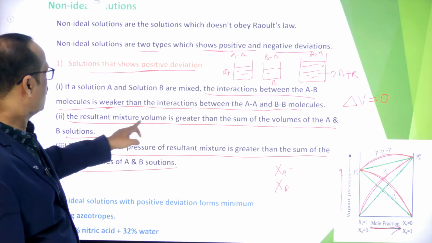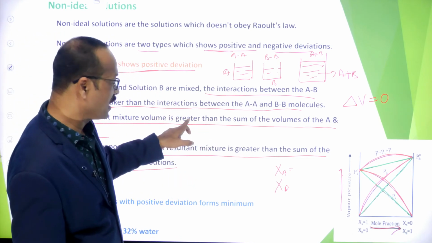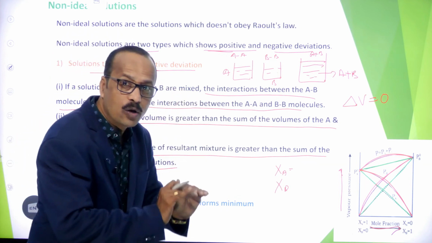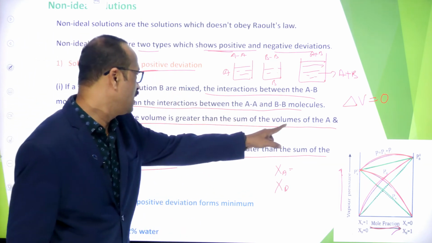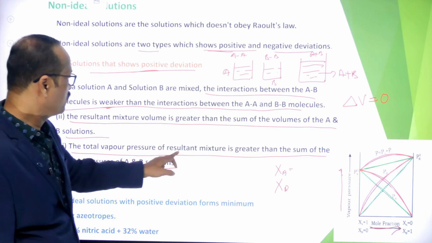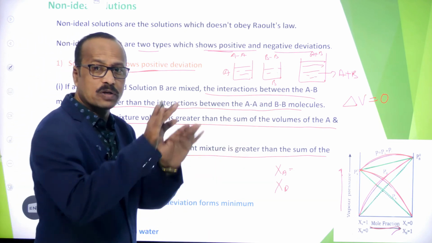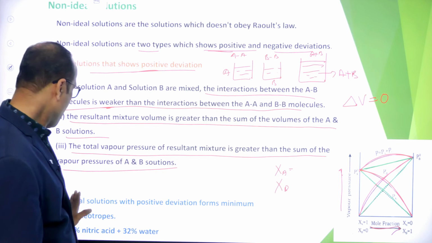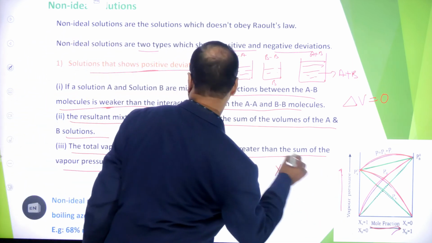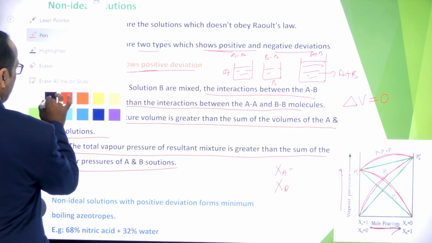And here, where the resultant mixture volume was greater, what do you write? Lower, so less than the volume of this one. Where the vapor pressure of the resultant mixture was greater, what do you write? Less than. And the graph, what will it look like? Here the graph will come like this. I am drawing with the black pen.